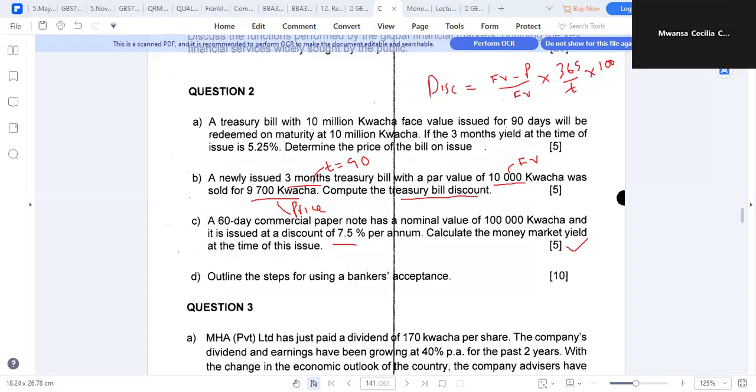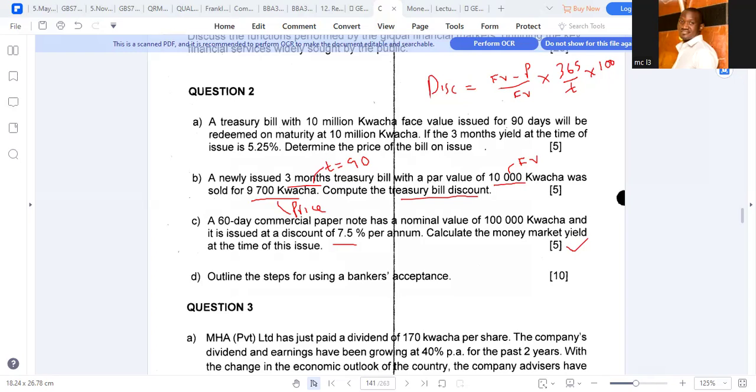Just a moment. So it's going to be 0.075 on the discount. Then what else? Over the price, which is 100,000 kwacha. Price is 100,000 kwacha. Then we do times 365 over 60.